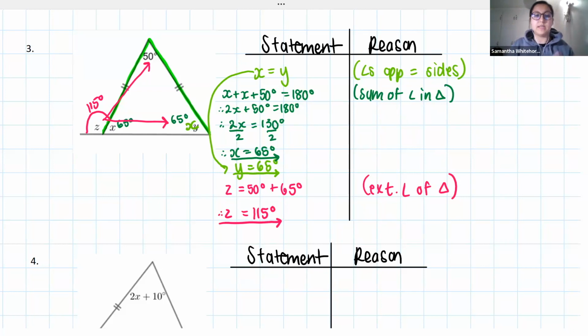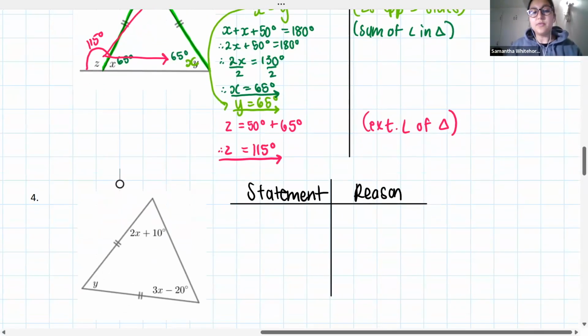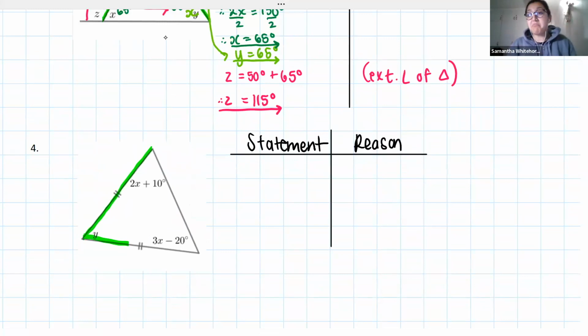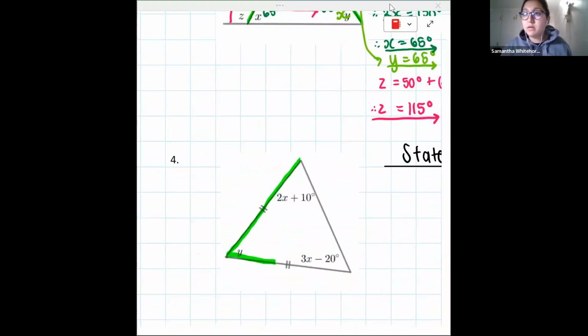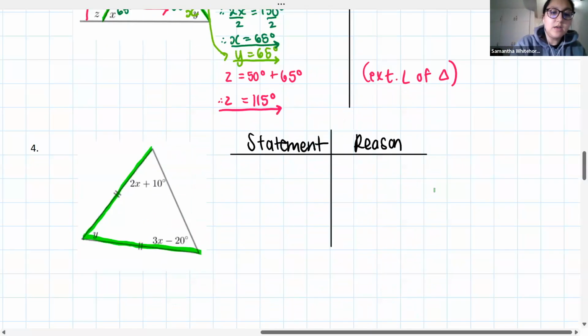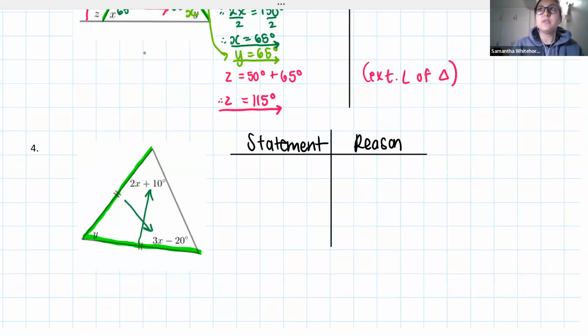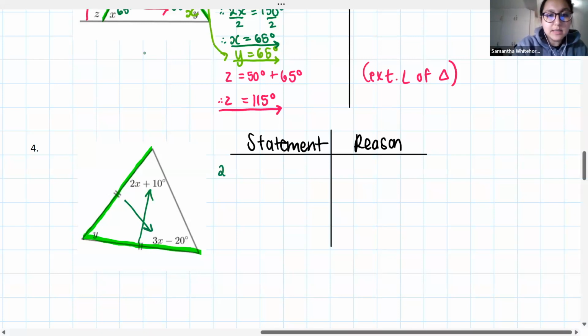Right, again, I'll make this all smaller in a second or two for you to take screenshots. If we now have a look at question 4, guys, again, let's just establish what we have. We've got two equal sides because I've got the lines on them, so I know that they're equal. Which means that the two angles opposite are equal. Now, again, I don't have values here, but I can make a statement. I can say that I know 2x plus 10 is equal to 3x minus 20. They're angles opposite equal sides, and that is my reason.